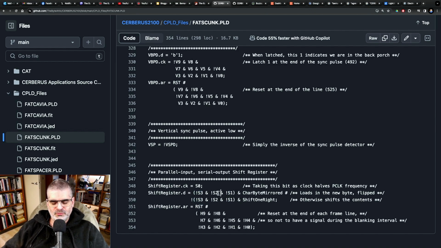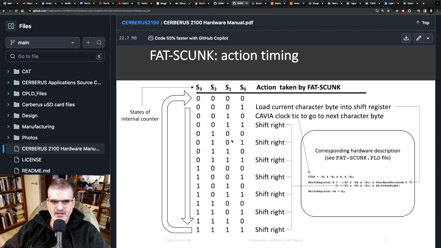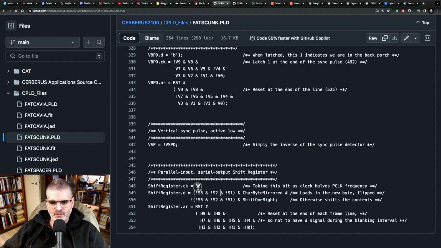Now, to explain what this means, it's easier if I go back to the hardware manual, which is also on GitHub. I already chose the page. It's page 17 here at the bottom. This is the counter we are dealing with. It's a 4-bit counter, counts from 0 to 15. And the most significant bit is S3, the least significant is S0. And as we've seen, S0 is the clock.